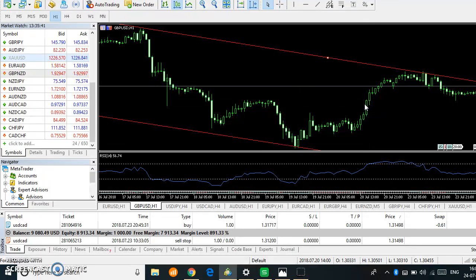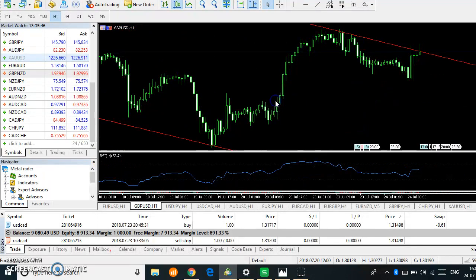So this was an example of an RSI indicator which has a period of 14. This period 14 works perfectly fine with all the currency charts due to its volatility.